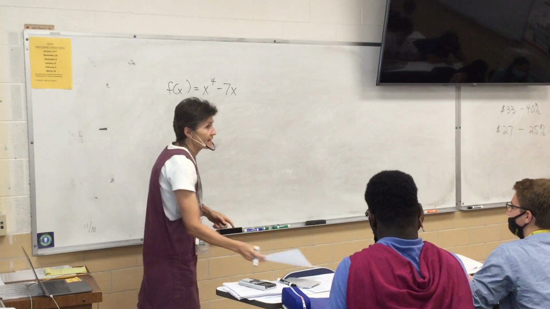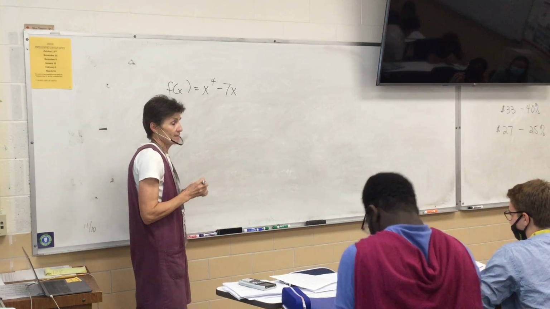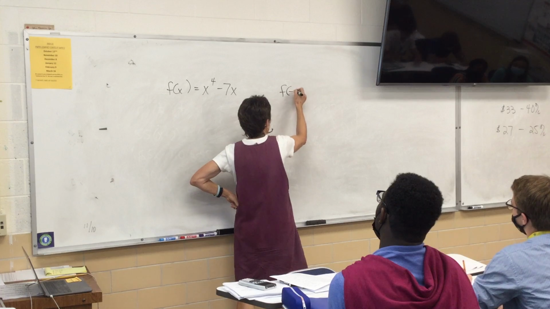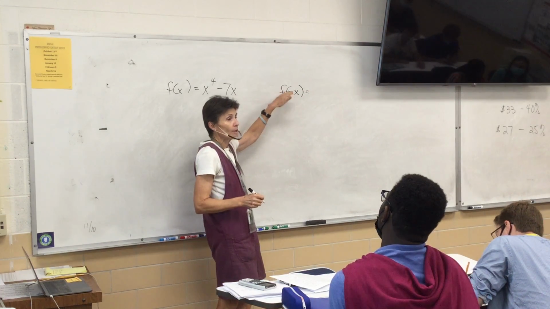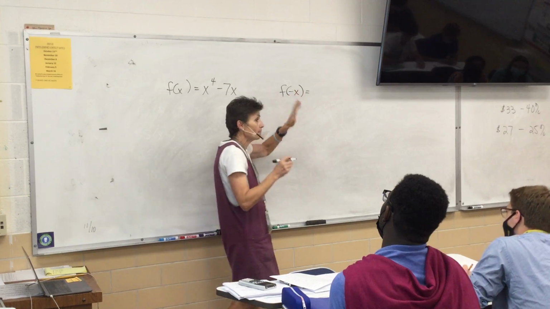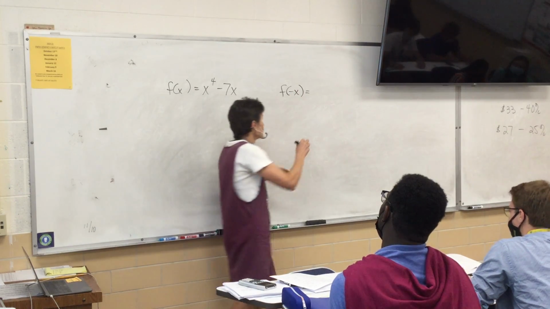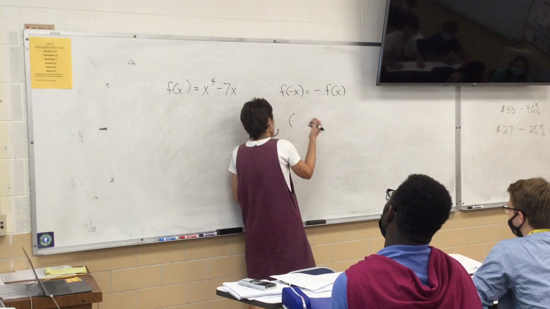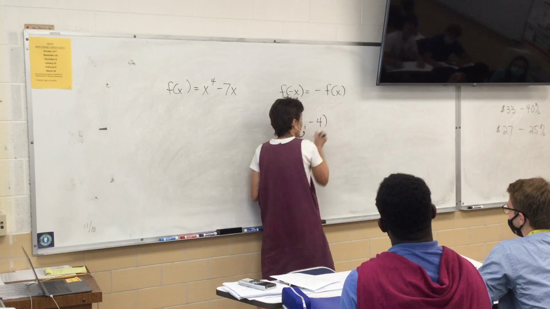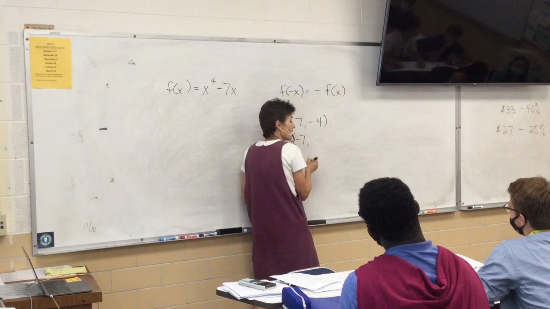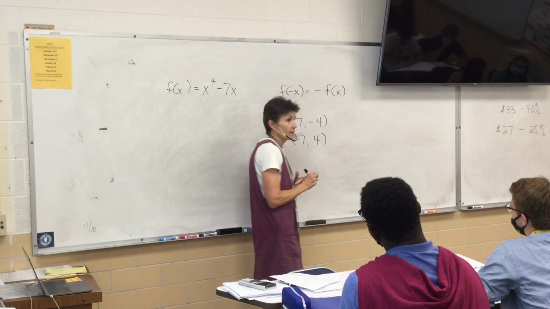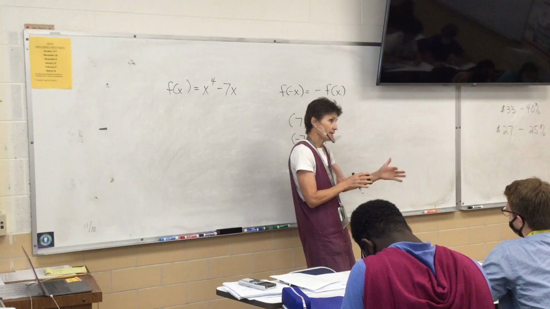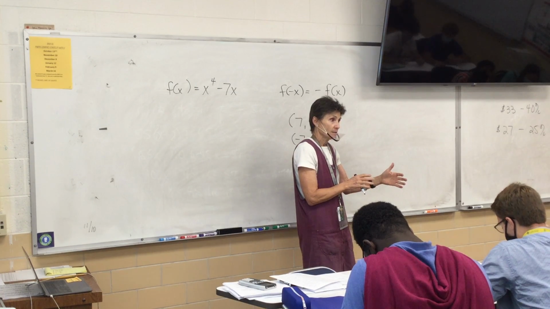Now we need to understand what it means to be odd. What it means to be odd is if you take your function and input the opposite, you will output the opposite. So in other words, if you put in 7 and get -4, then if you put in -7, you're going to get +4. That's what it means to be odd. Change the sign on input, changes the sign on output. Okay?